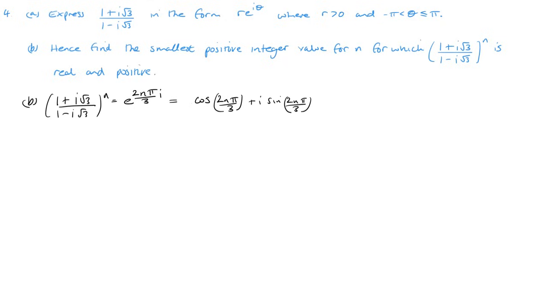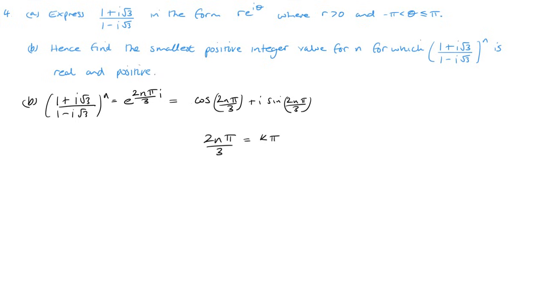Now, when is this going to be real? Well, this is going to be real when this disappears to 0. Sine of pi is 0, sine of 2 pi is 0, sine of 3 pi is 0, so sine of k pi is going to be 0. So when this angle equals some multiple of pi, the sine part will be 0, so there will be no i, and therefore this part will give me a real value. So now I need to try some values for n.